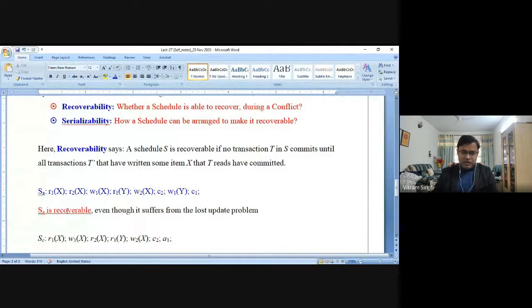So this schedule is recoverable even though it suffers from lost update. That's okay because we can recover it, right?